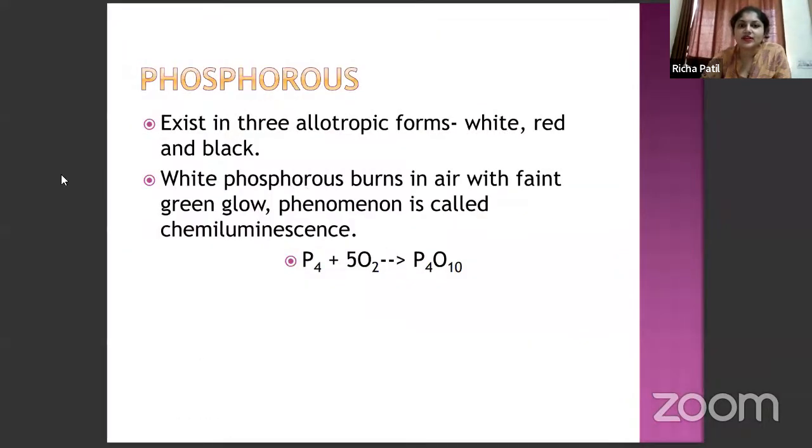Phosphorus. We have seen phosphorus. It exists in three allotropic forms, that is red, white, and black phosphorus. When you burn white phosphorus in air, it gives a faint green glow. This is called chemiluminescence.